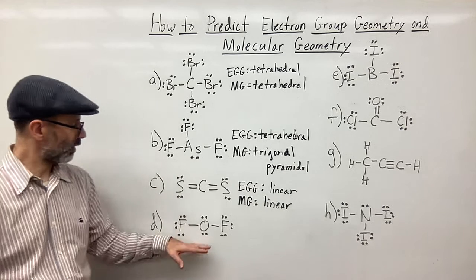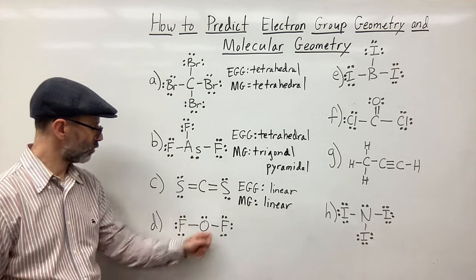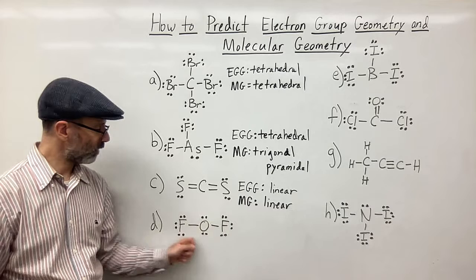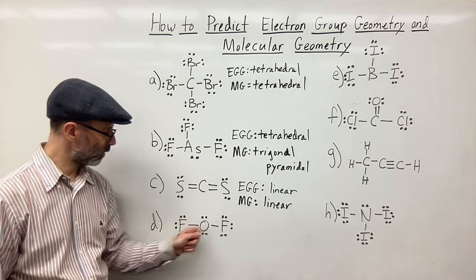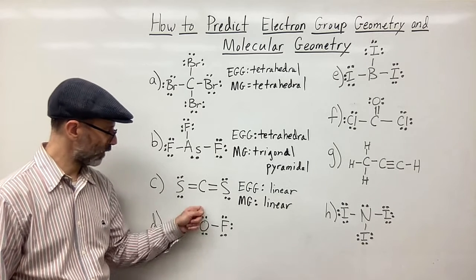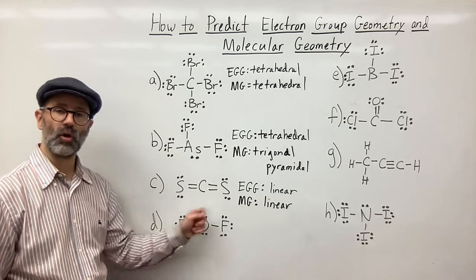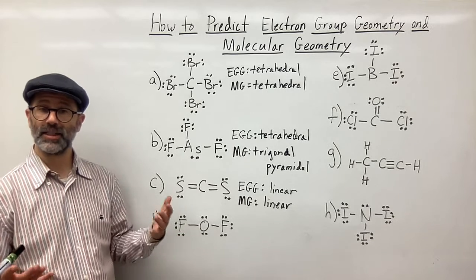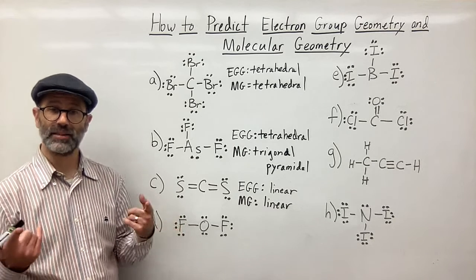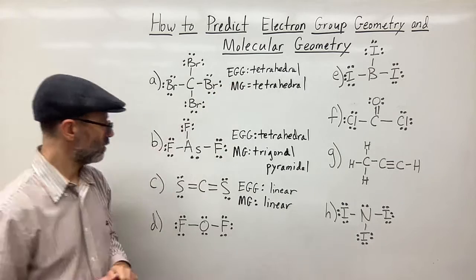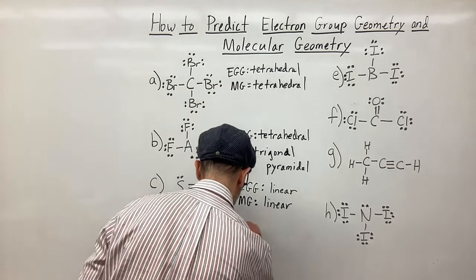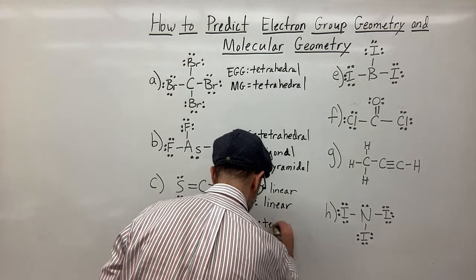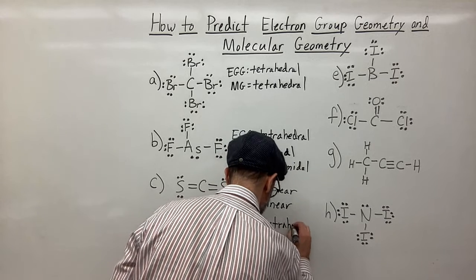Okay, next one. We have oxygen as a central atom with 2 fluorines. Notice what the number of electron groups is. We have 2 bonding groups and 2 non-bonding groups, 2 lone pairs. So again, that's a total of 4. So if we have a total of 4 groups, then what is the electron group geometry? You guessed it, tetrahedral. So the electron group geometry is again tetrahedral.